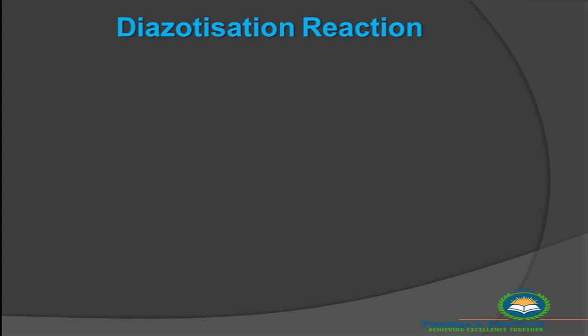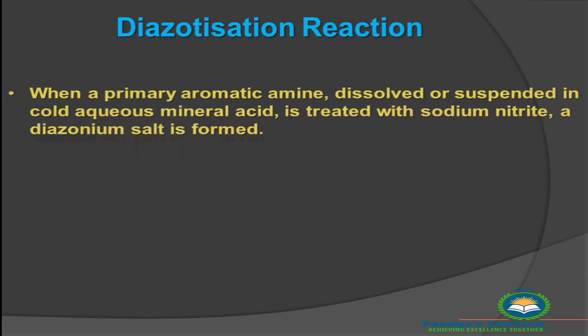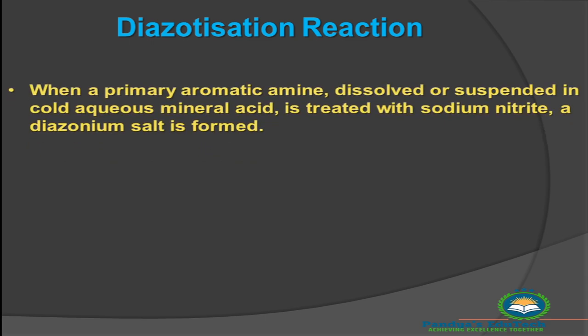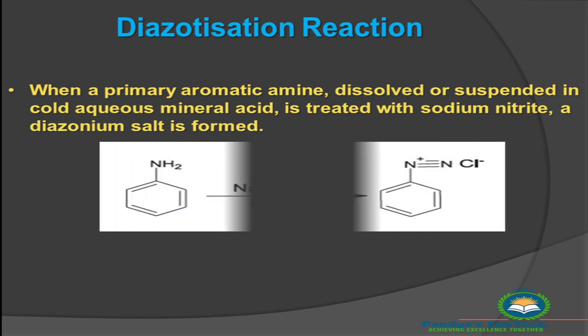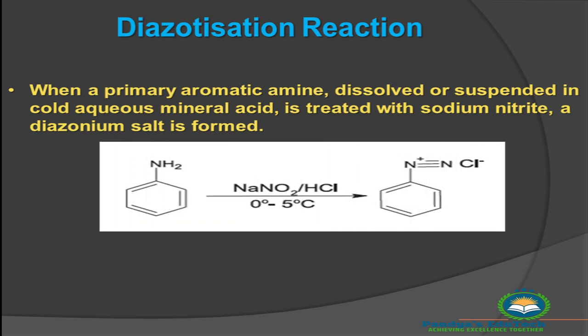Fourth, diazotization reaction. When a primary aromatic amine dissolved or suspended in cold aqueous mineral acid is treated with sodium nitrite, a diazonium salt is formed. As you can see, the amine NH2 group is being replaced by the diazonium group N2Cl while reacting with NaNO2 and HCl, and make sure that this reaction takes place at 0 to 5 degrees Celsius, that is from 273 to 278 Kelvin.